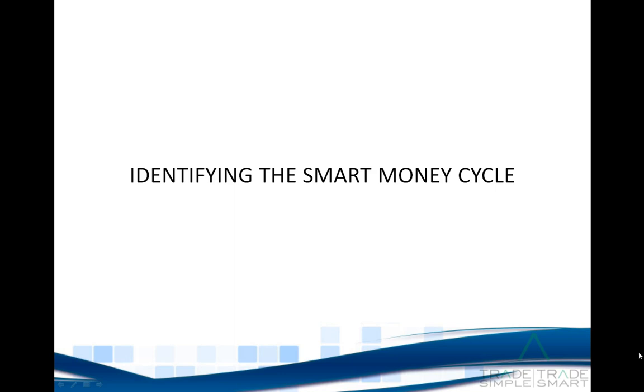Okay, so you now know that there are three stages to the smart money cycle, and each of the cycles is broken down into three individual parts. In this section, you're going to learn how to identify what part or what stage of the cycle you're in, and this will allow you to better align your trades with smart money.